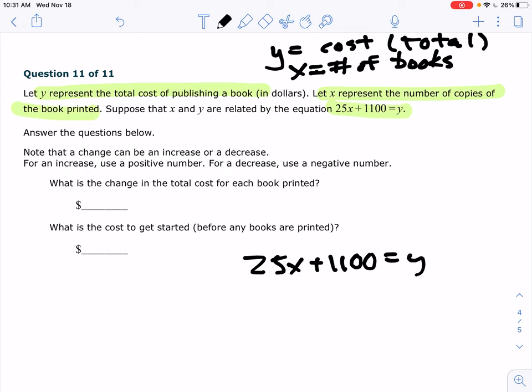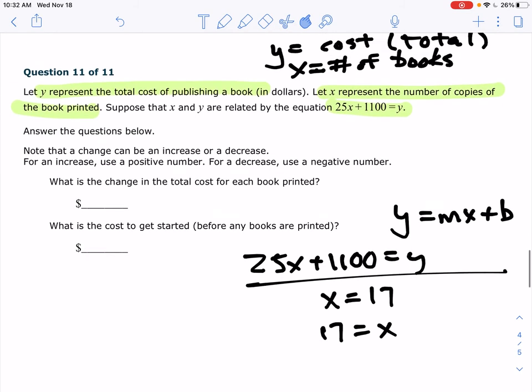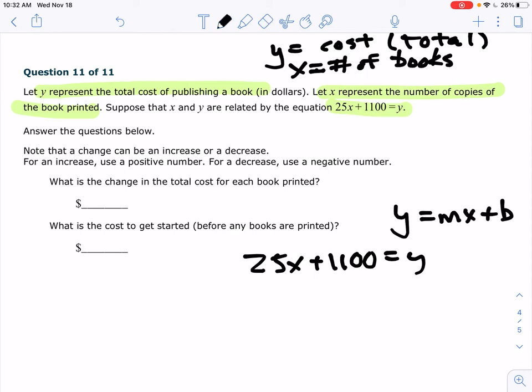Let's see if we can rewrite this as y equals mx plus b, because we know how to work with that. All I have to really do is flip things around. When you have an equation, like x equals 17, for example, you can rewrite that as 17 equals x. It doesn't matter. You can flip the two sides of the equation around, and it doesn't change anything. So let's do that with this equation and write it as y equals 25x plus 1100.